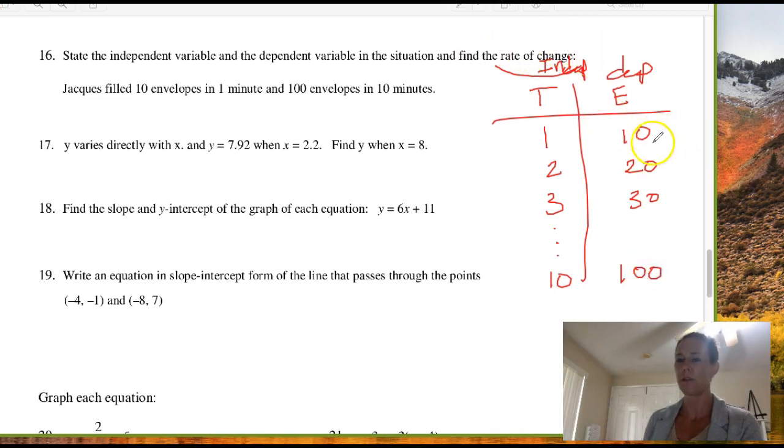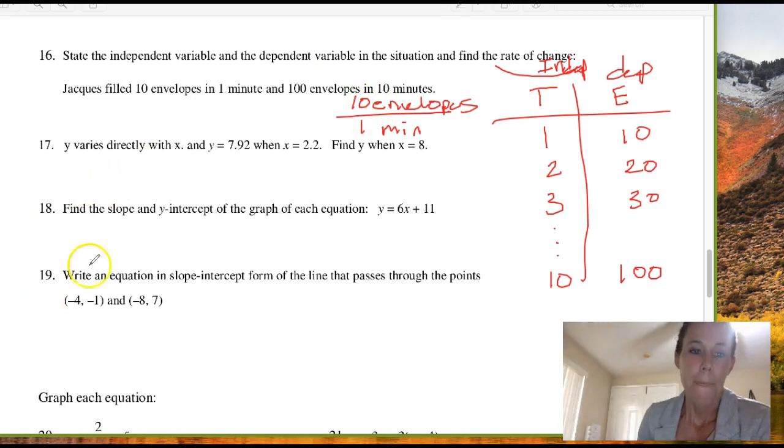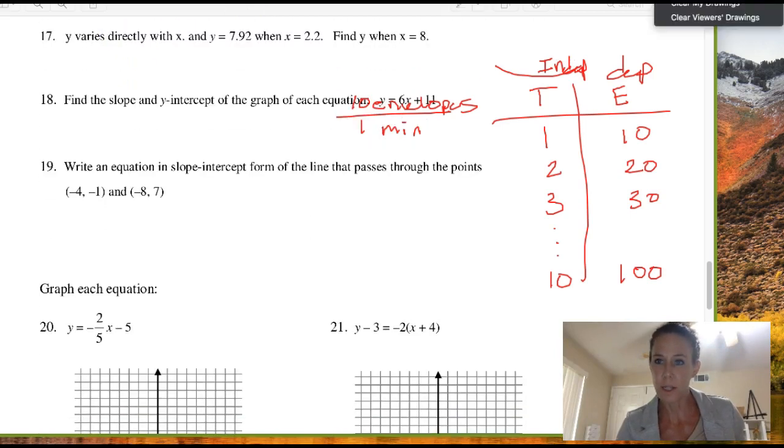So if you want the rate of change, you just look at the change in the y's over the change in the x's. So you increase by 10 envelopes for every minute. So the rate of change would be 10 envelopes per 1 minute. So 10 envelopes per minute. All right. Okay, let's go to 17. Just like with 16, remember, rate of change, this is the unit rate, 10 envelopes per minute, unit rate. Okay, let's look at 17.